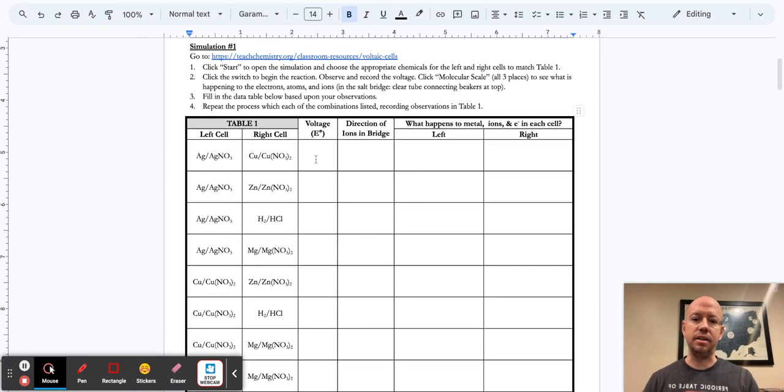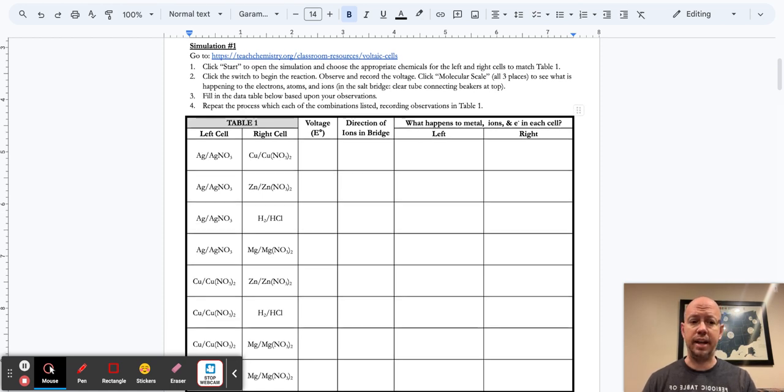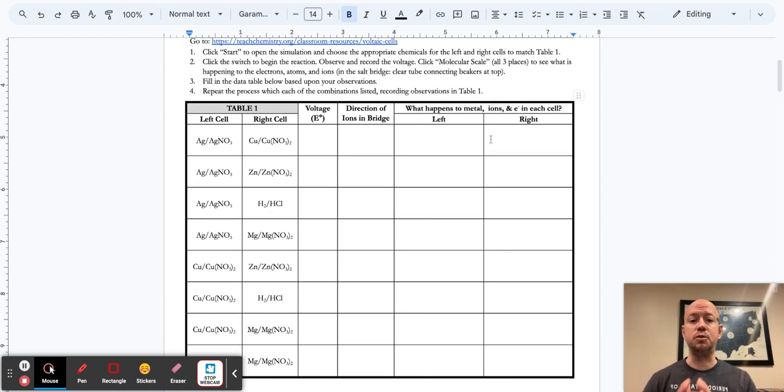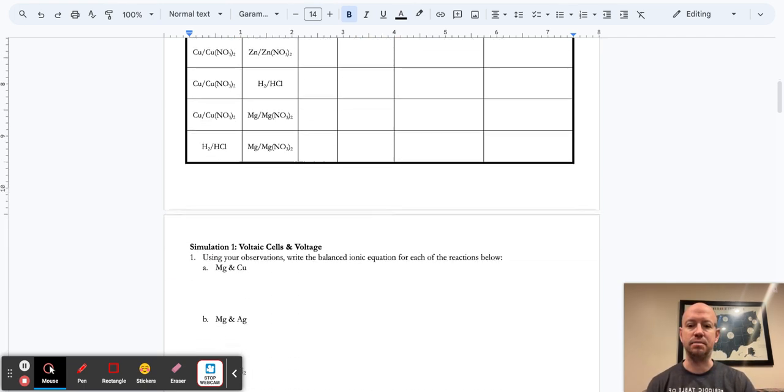But if you haven't done this first page, super easy. Click, do this, you get your volt, you get your answers. And what you can start to see is what's breaking off and what's sticking together. And now that we've talked about galvanic and voltaic cells, we can think about the dissolving and the forming, and that starts to make some sense.